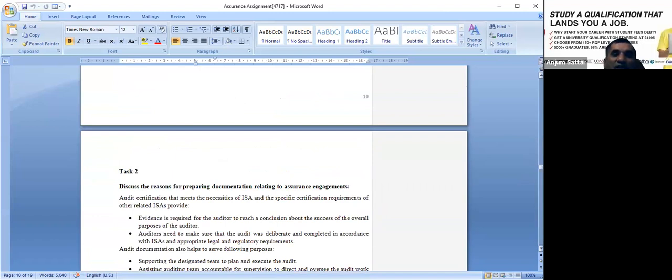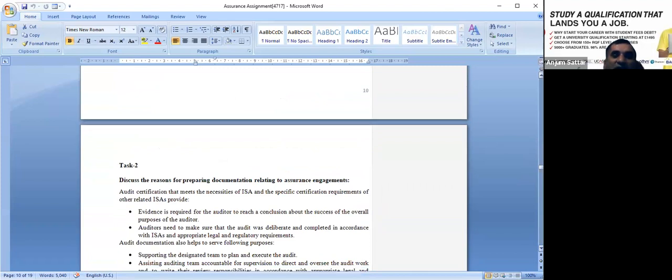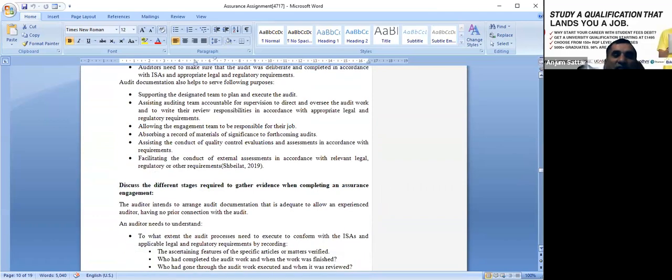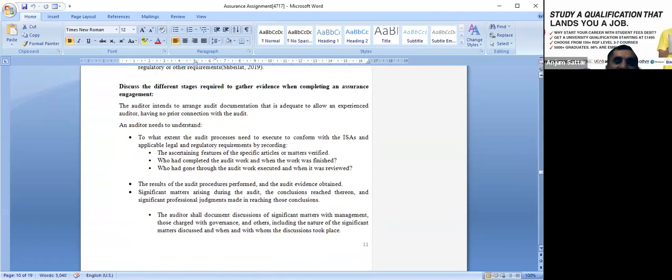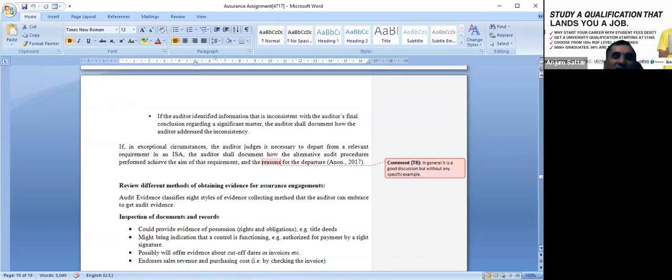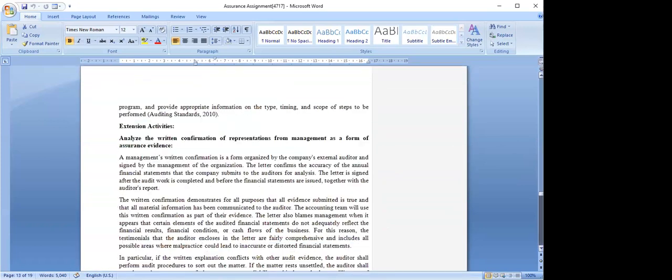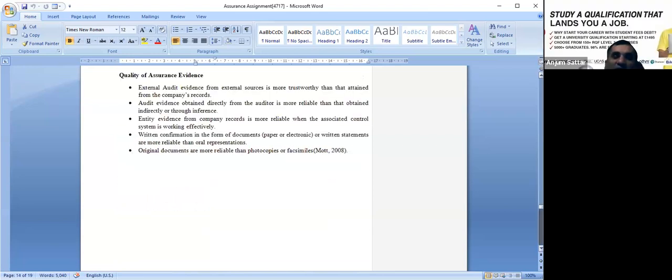Discuss the reason for preparing the documentation. Audit is certification that meets the necessity of IS. ISA is the International Standard on Assurance, the audit standard, and the different stages are all discussed here. So it's quite good to look around these, please. That will help you to prepare your own assignment accordingly.